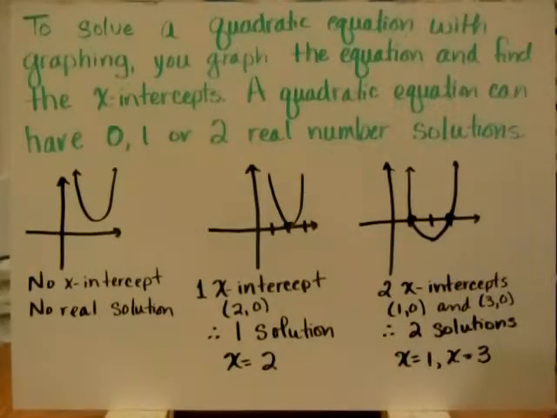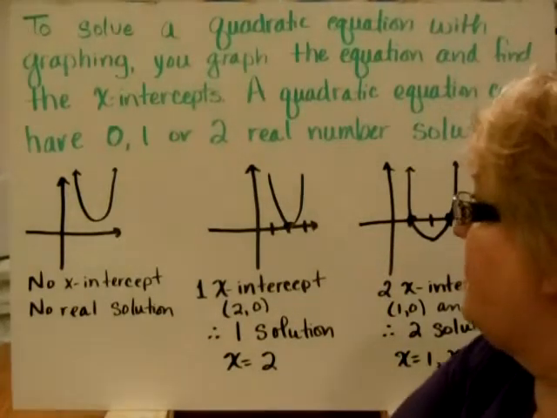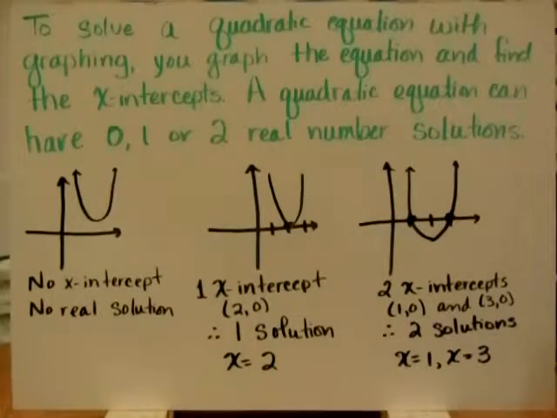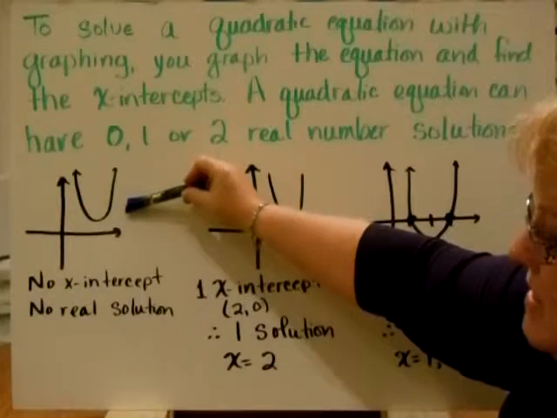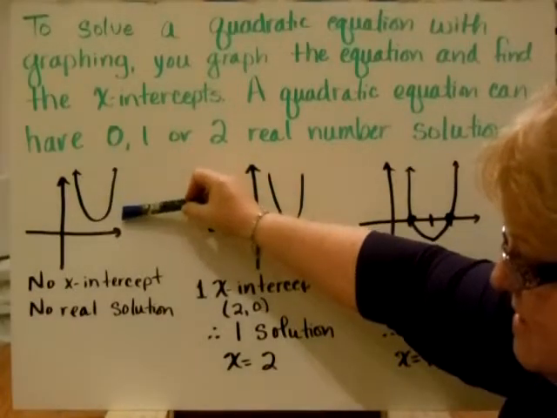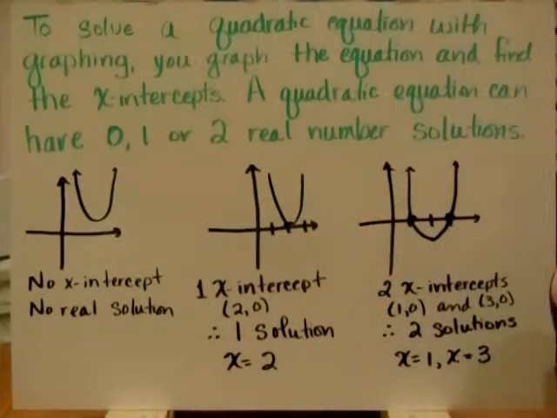To solve a quadratic equation with graphing, you graph the equation and then you find the x-intercepts. A quadratic equation can have 0, 1, or 2 real number solutions. In this first example, the parabola is above the x-axis. It's never going to cross the x-axis, so it has no real solutions.